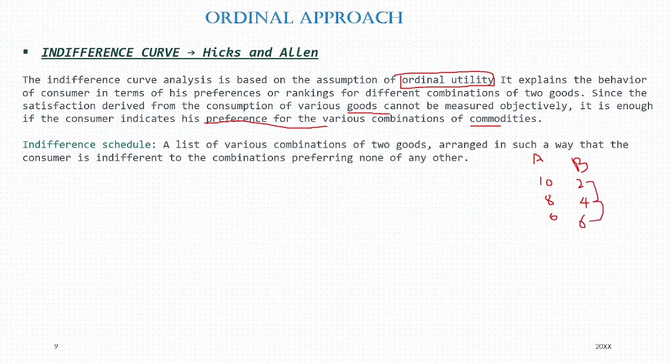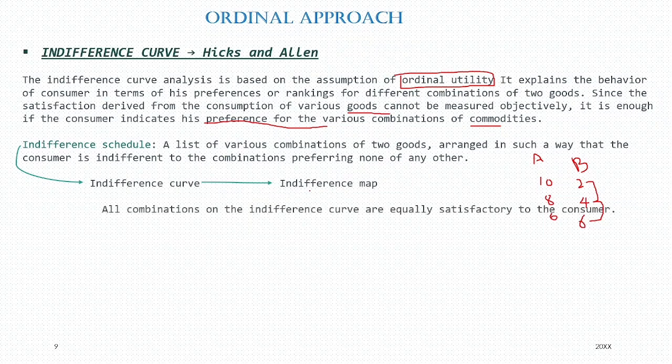When we plot the graph between X and Y, we get the indifference curve. And when a set of indifference curves, like 1, 2, 3, 4 curves, is taken together, it forms an indifference map. So remember this: the indifference schedule forms the indifference curve, and two or three indifference curves form the indifference map, which gives the overall taste of an individual consumer. An important point to remember is that all the combinations on the indifference curve locus are equally satisfactory to the consumer. So every point on this curve will have an equal amount of satisfaction.